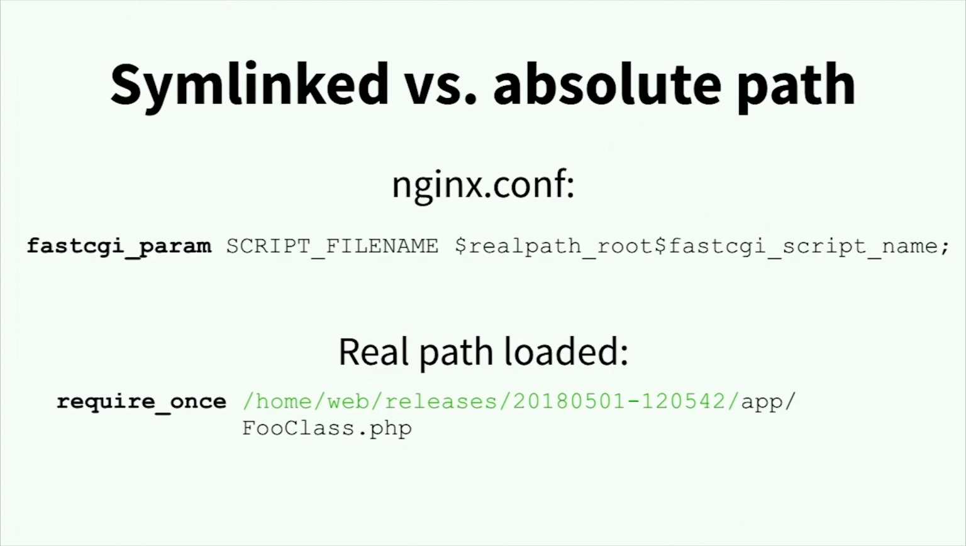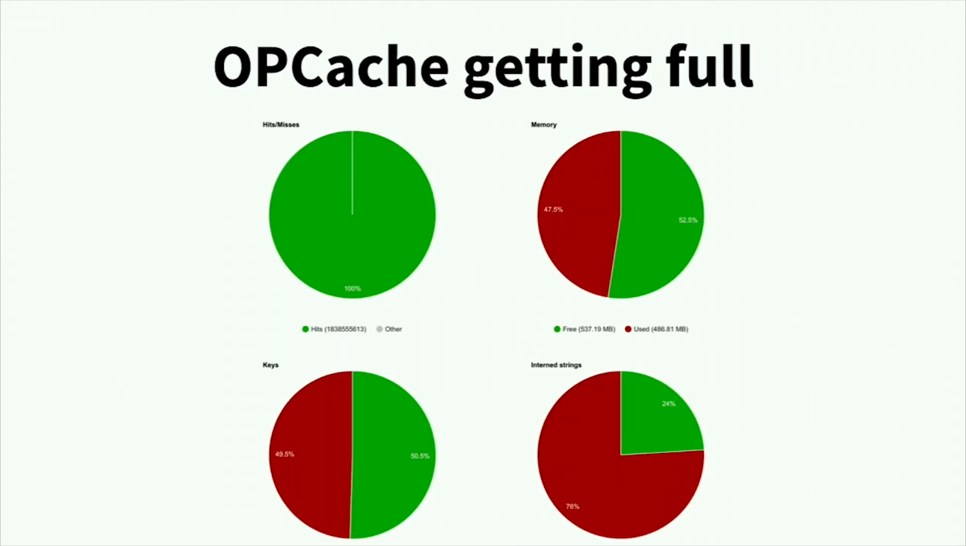So this is actually atomic, and there's no risk of loading another version of a file than you intended. There's no surprise about what gets loaded. But with this approach, you have one problem. Because of different file paths, the OPcache always caches the whole application again. So the more deployments you do, the faster the OPcache is getting full.